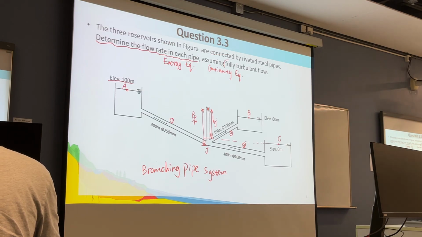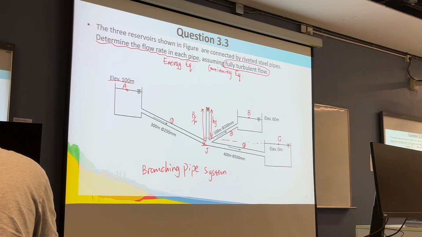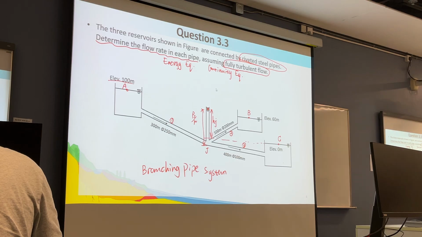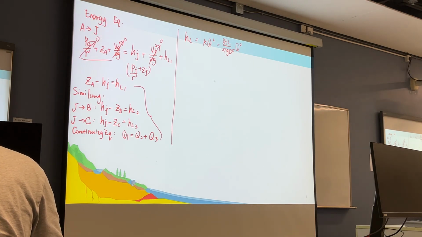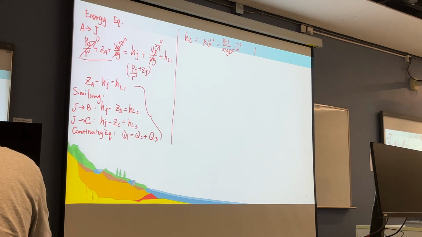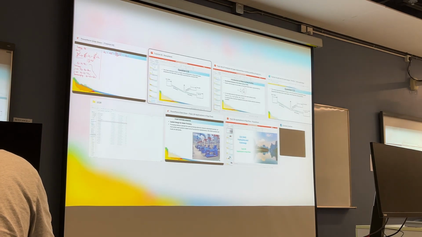Now, pay attention to this statement: fully turbulent flow. These are the pieces of information we need to use for the calculation. The material of the pipe is riveted steel pipes. For riveted steel pipe, the equivalent roughness we can find in the notes.